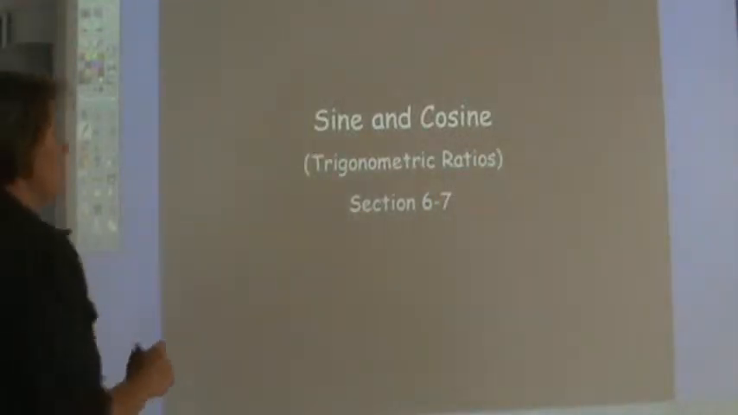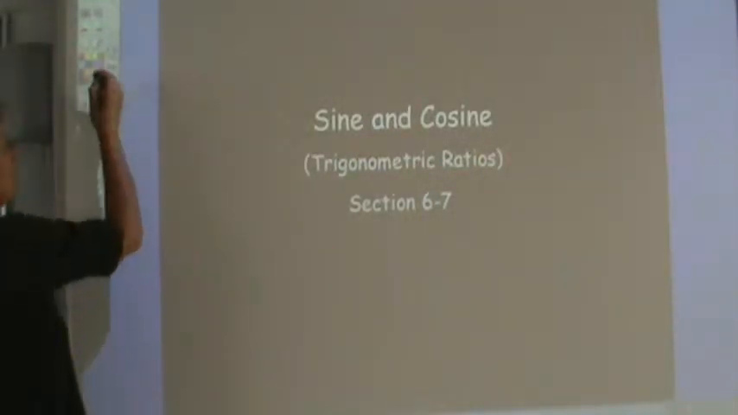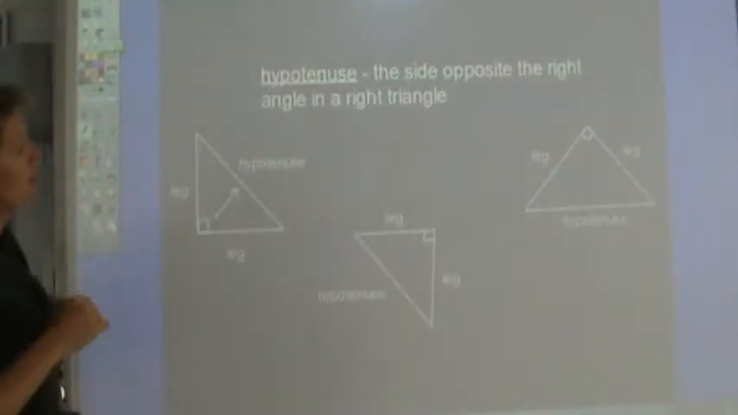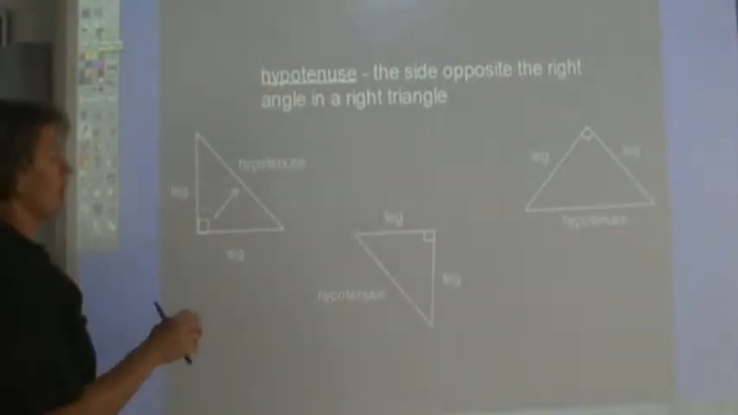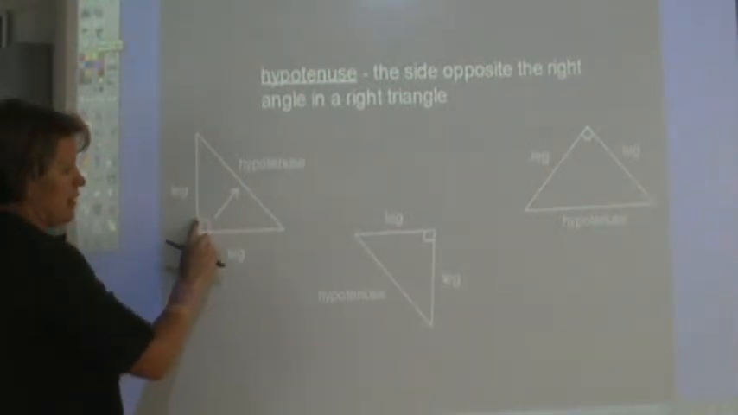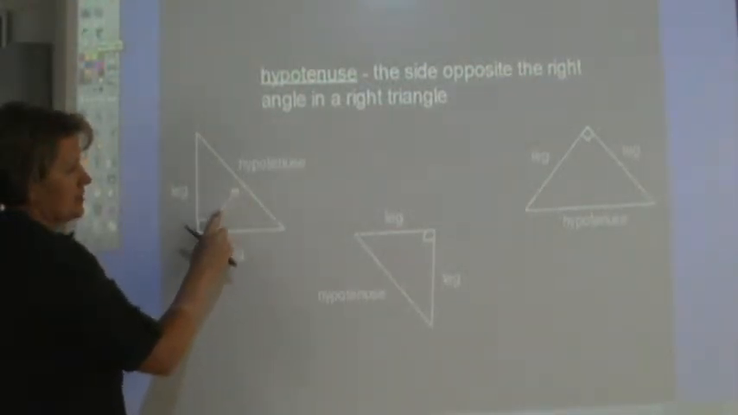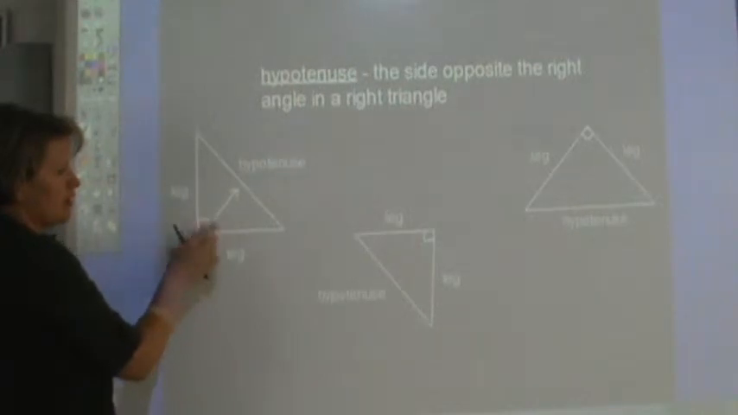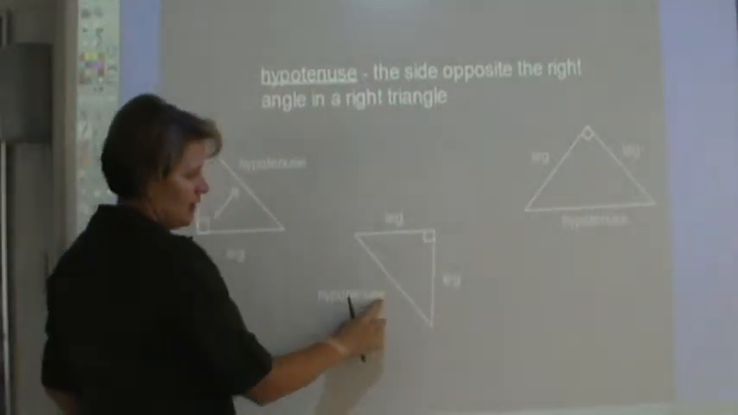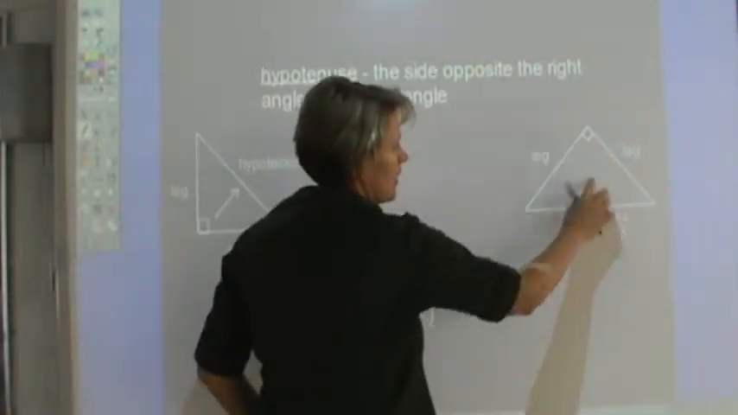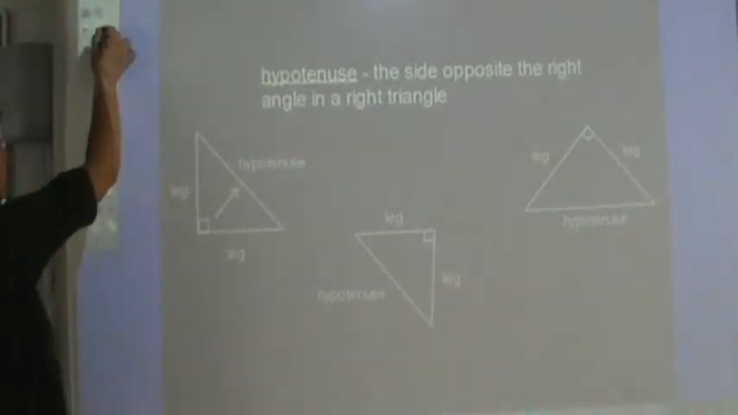Okay, we're looking at sine and cosine. These are trigonometric ratios. Here's the definition of the hypotenuse. It's the side opposite the right angle in a right triangle. So you find this right angle, and it's that side that's farthest away, not the ones touching it. Those are called the legs. The hypotenuse is on the opposite side. So from here, it'd be over here, and from this right angle, it'd be over here.